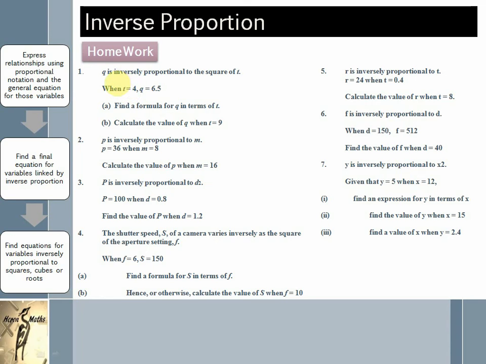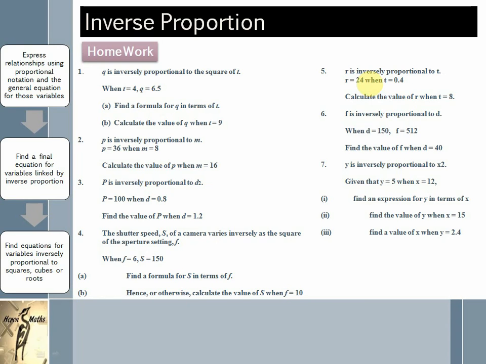First question: q is inversely proportional to the square of t, where t is equal to 4, q is equal to 6.5. First I have to find the value of k, write the equation and calculate this one. Next, question number 2 is the same: p is inversely proportional to m. The values of p and m are given. Calculate the value of p and m. Next, question number 3: p is inversely proportional to d, where p is equal to 100, d is equal to 0.5. Again, the shutter speed s of a camera varies inversely to the square of the setting f, where f is 6, s is 150. First calculate this, then the further parts.